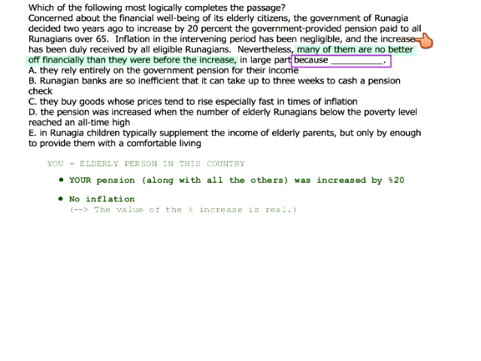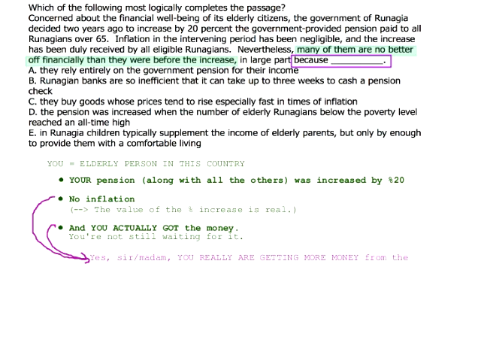And then, importantly, you're not waiting to get the money. You actually received it. It's been duly received by all eligible people, including you. You're not still waiting for it. So this is pretty clearly a benefit, right? They pretty much ruled out all of the reasons why it might be a fake benefit. If it didn't outpace inflation, it would be a fake benefit, but they ruled that out. And if you were still waiting for it, then it would be fake, at least until you received it. But this means you really are getting more money from the government. That's what you should take away from this entire passage: yes, sir or madam, you really are getting more money from the government.